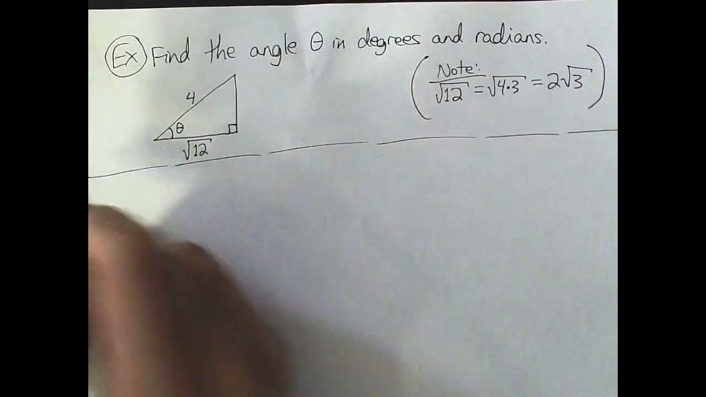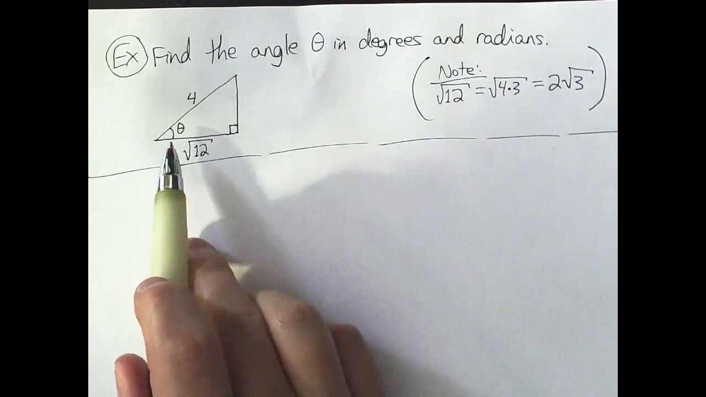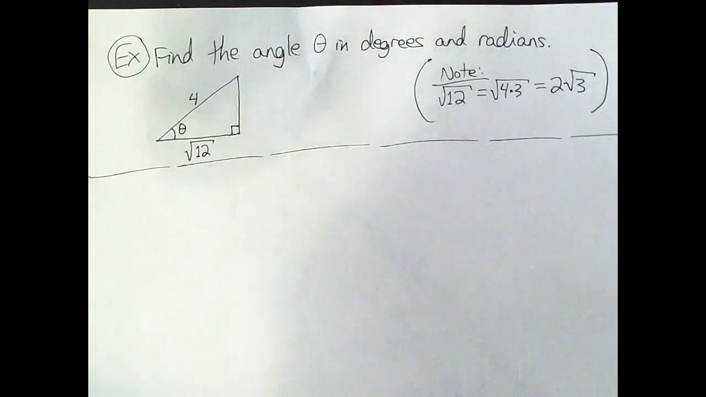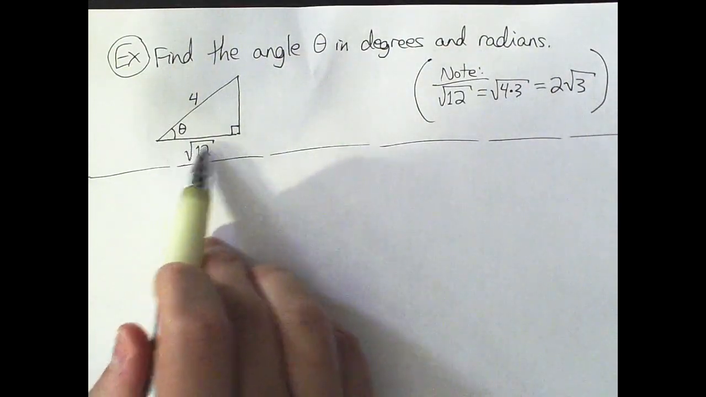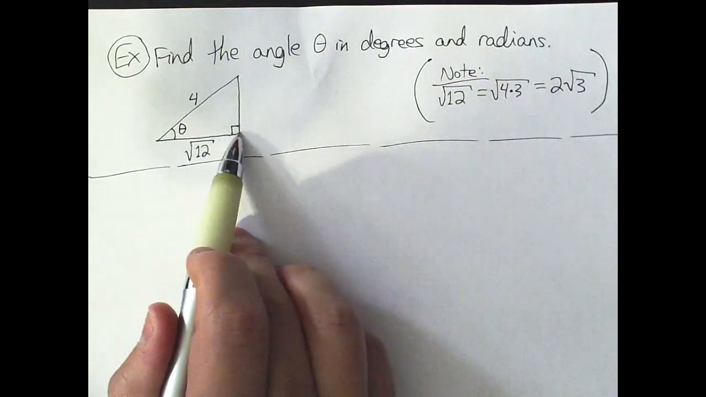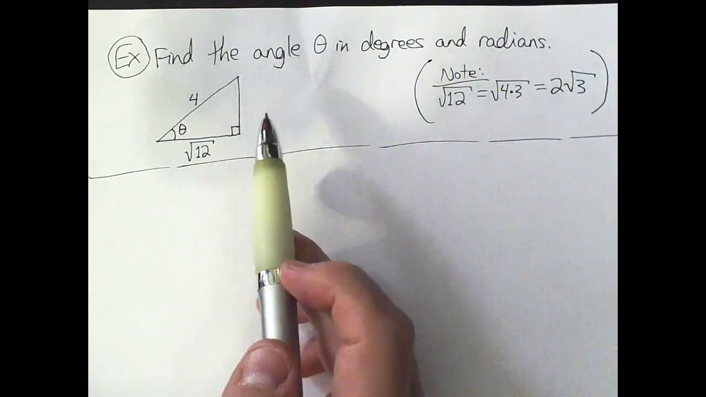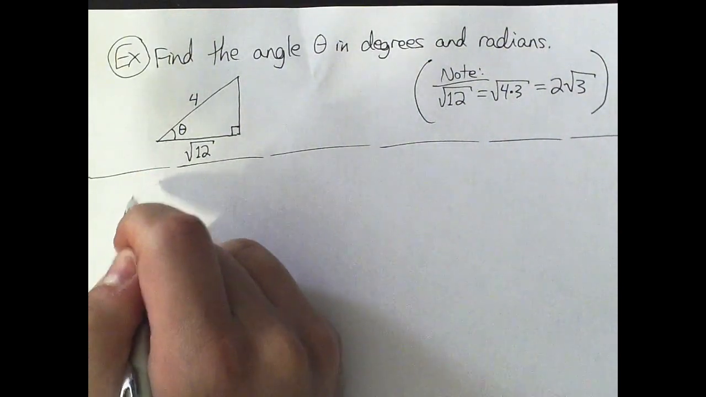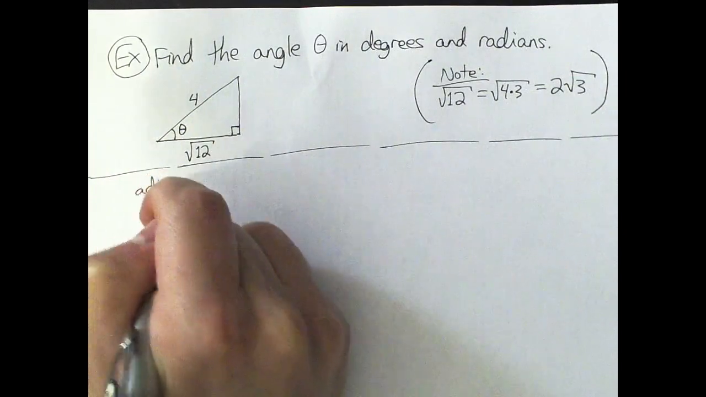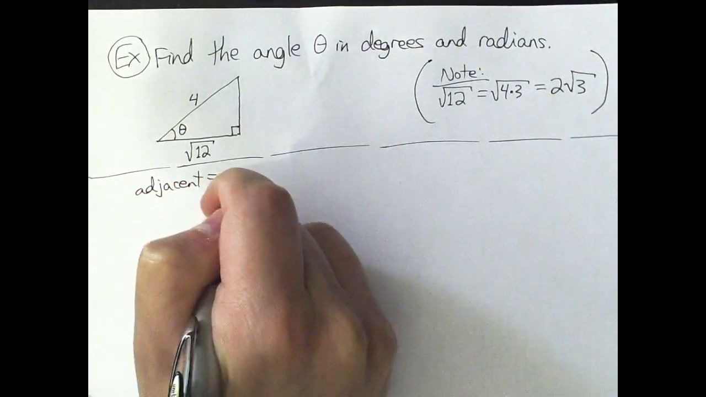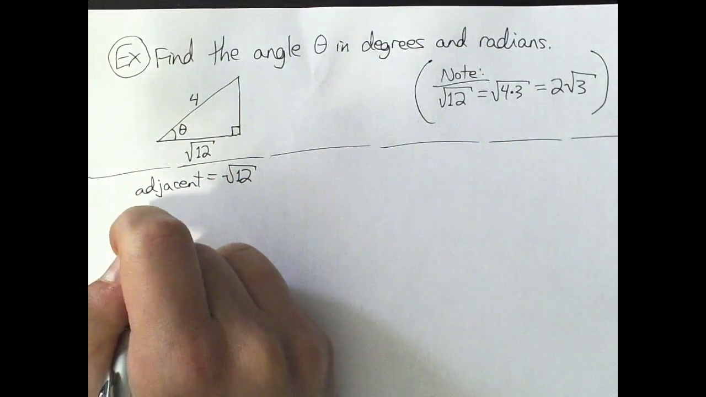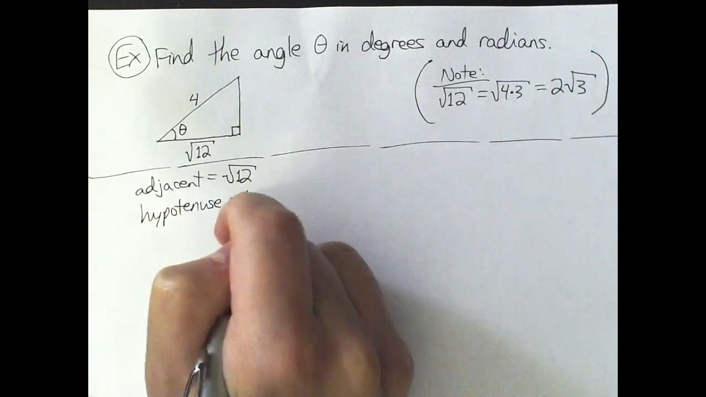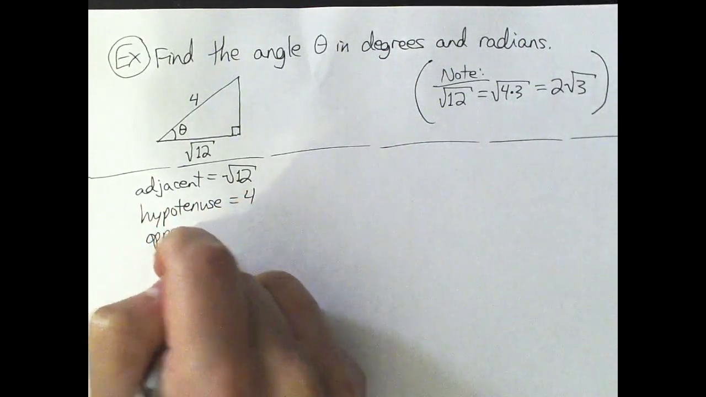So here's what we're going to do. Look at where theta is. That's the angle of interest. And look at which side lengths are given. 4 is what we would call the hypotenuse. Square root of 12 is what we would call the adjacent side. And this other one that's not given is what we would call the opposite side. So maybe I'll list all of these. Adjacent is square root of 12. Hypotenuse is 4. Opposite we don't know.